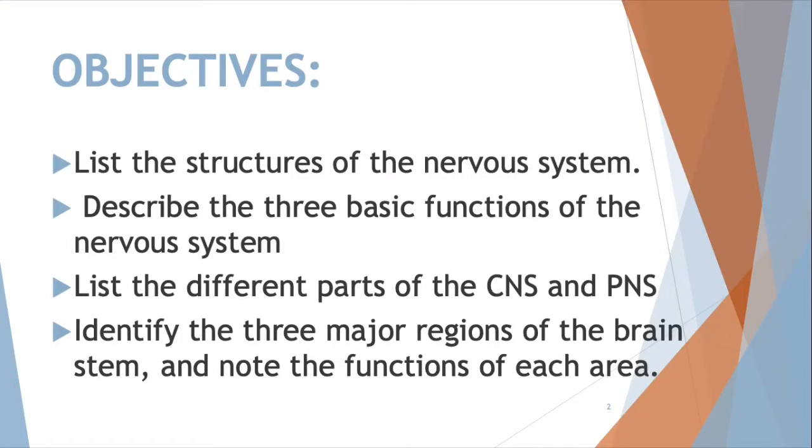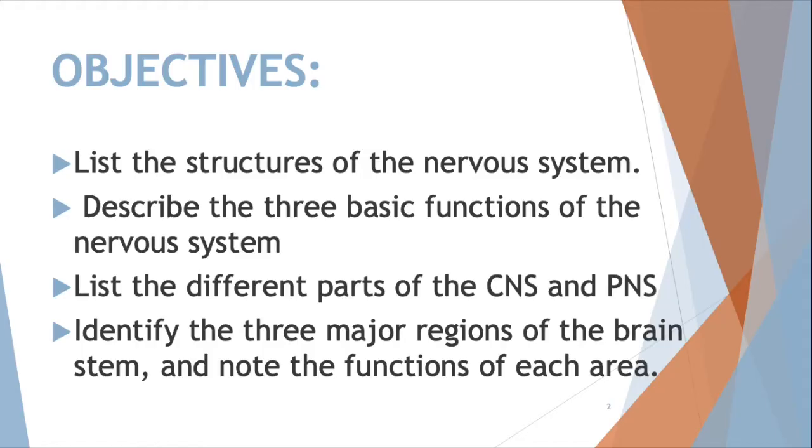Okay, the first is to list the structures of the nervous system. Next is to describe the three basic functions of the nervous system. Third objective is to list the different parts of the CNS and the PNS. So when we say CNS, it stands for Central Nervous System, and PNS stands for Peripheral Nervous System.